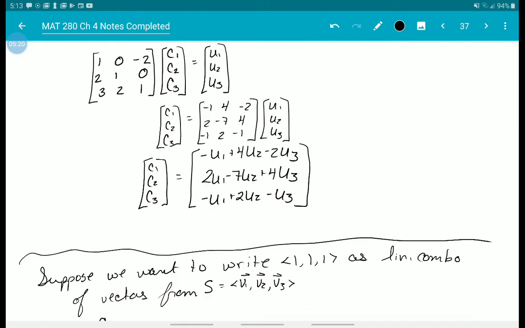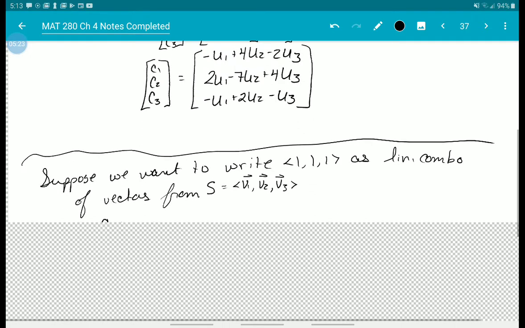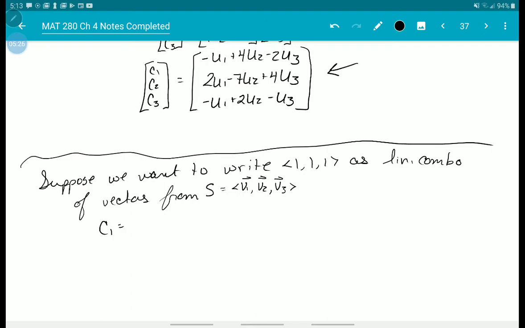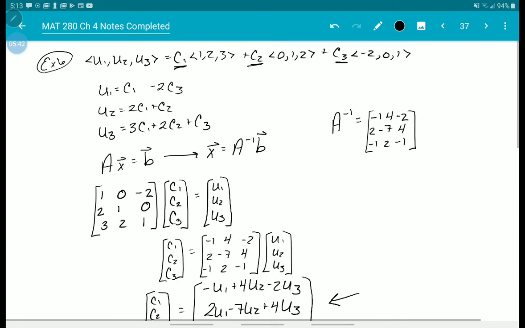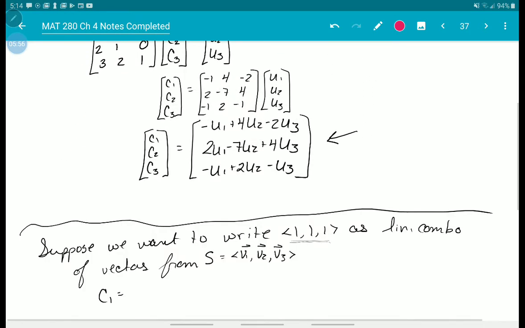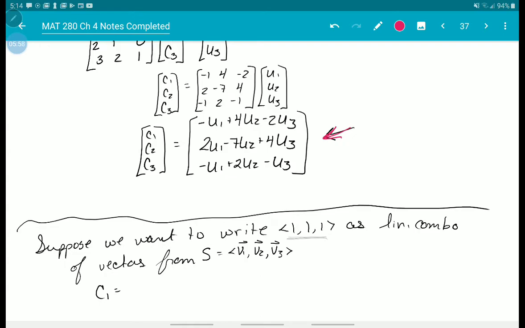So let's kind of take this and put it to the test. Suppose now that we know we have formulas for every vector in U, suppose we want to write a specific vector. Let's do the vector 1, 1, 1 as a linear combination of those vectors from S, which we had to begin with. So we're talking about going back. We're now writing 1, 1, 1 as a linear combination of these. Sure, we could go through and put 1, 1, 1 here and then solve that system. But we've done all of this work. Let's use that formula that we came up with here.